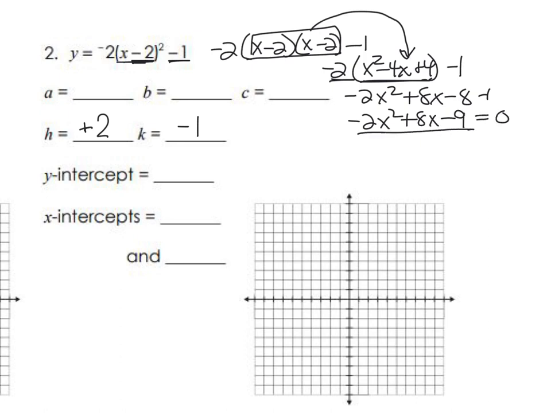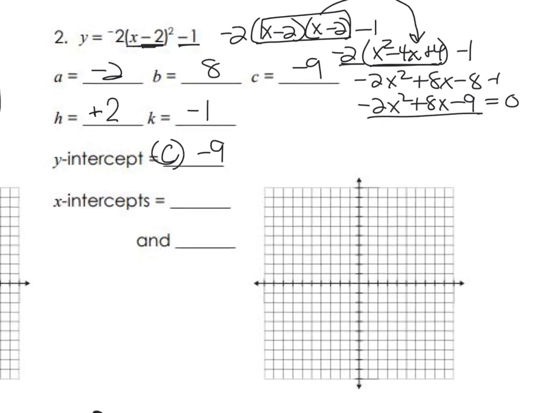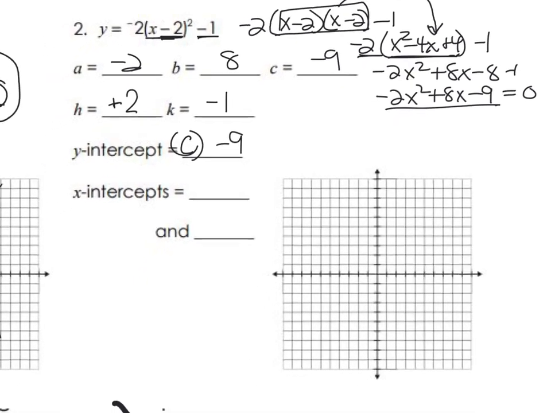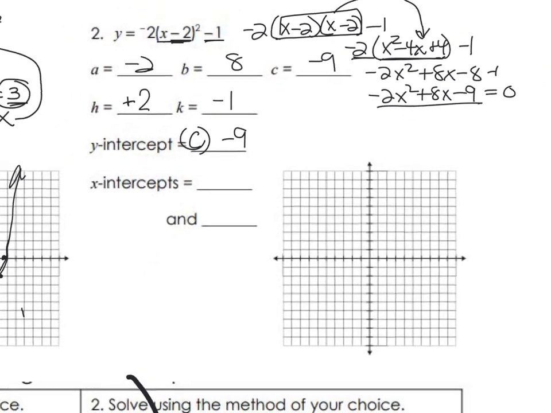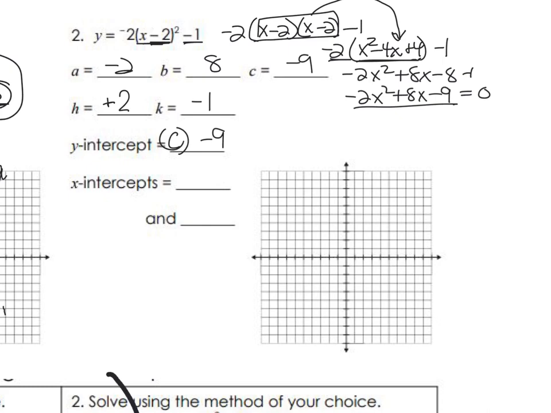So this is standard form. So A, B, and C are -2, 8, and -9. All right, my y-intercept is my C, so -9. And now for my x-intercepts. Let's go ahead and graph our vertex. It's at 2, -1. Here's my vertex.